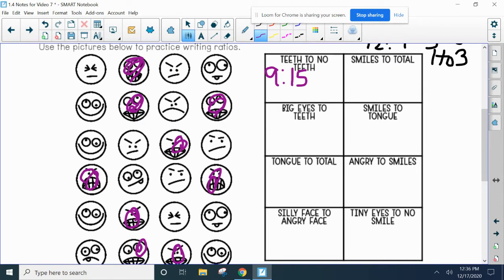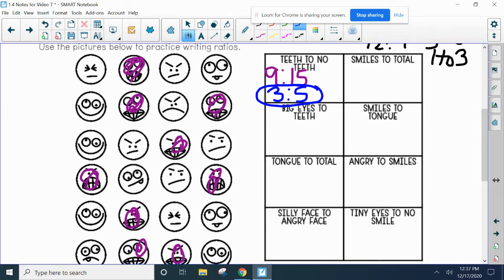But I can simplify that. I know I have a factor of 3 in both of those. So I can go ahead and say 9 divided by 3 is 3. 15 divided by 3 is 5. So teeth to no teeth is 3 to 5. All right, so let's go ahead and do smiles to total.